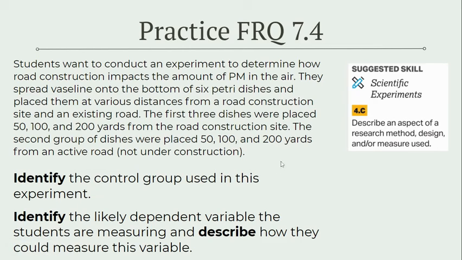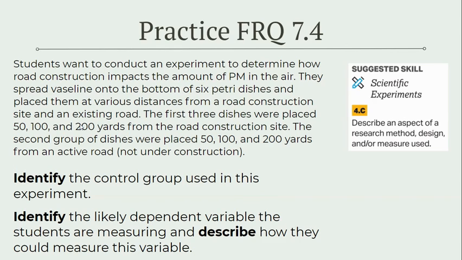The dependent variable the students are measuring, and describe how they can measure this variable. Well, you've got your dependent variable and your independent variable. Your dependent variable depends upon your independent variable. So they're seeing how particulate matter in the air depends upon road construction. All right, so the dependent variable is your particulate matter, and they're measuring to see how much particulate matter is gathered in these petri dishes at specific distances from the road site. And this Vaseline will actually allow particulate matter to stick to the petri dish.